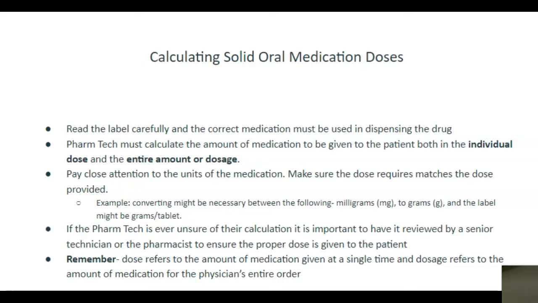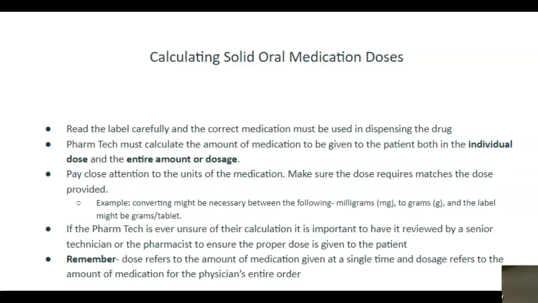Okay, so we want to talk a little bit about calculating medication doses. First of all, I want you to understand you have to read your label carefully and make sure you're working with the correct medication. The next problems that we're going to do, I'm going to teach you how to do a ratio, proportion, and dimensional analysis, but you're actually looking at a prescription order from the physician, like what is the physician requesting? And then we're also going to look at a label, like the medication label.